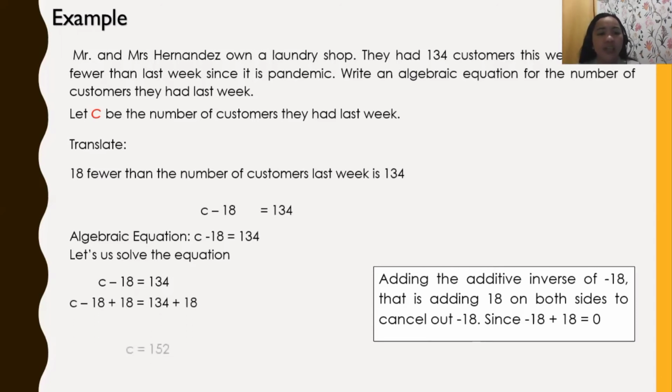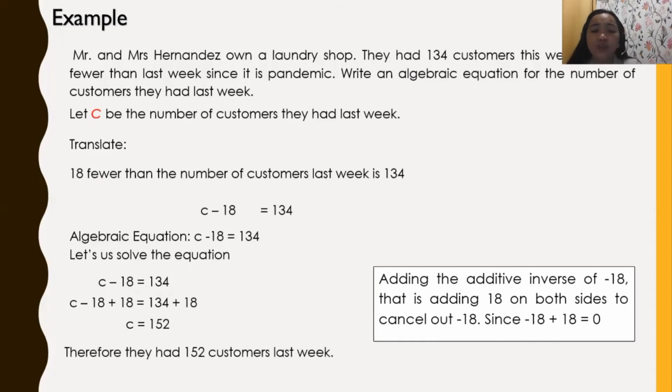So now, naglagay tayo ng dalawang 18 sa both side. Tandaan nyo, when you are working on an equation, what you do on the left side, you must do it also in the right side. Kung nag-add ka ng 18 sa left, dapat mag-add ka rin ng 18 sa right. Kung nag-subtract ka ng 18 sa left, dapat mag-subtract ka rin ng 18 sa right. Kaya nga, equation equal. So that is equal to 152. Therefore, they had 152 customers last week.